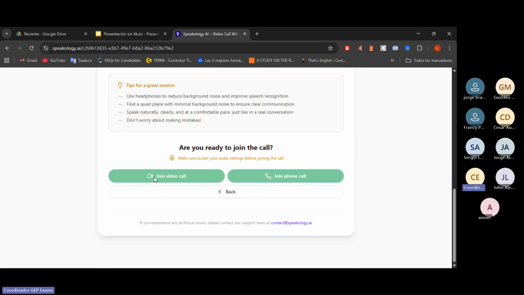And in here you start. You can choose a video call, and it's going to appear like this meeting, but on the other side, it's going to be like your teacher, your artificial intelligence teacher. Or you can choose this part that works like a phone call.